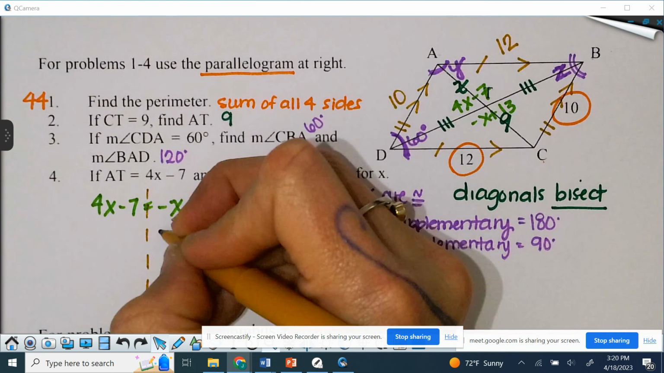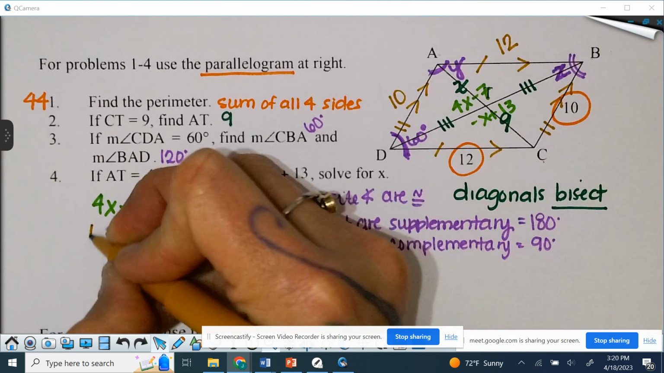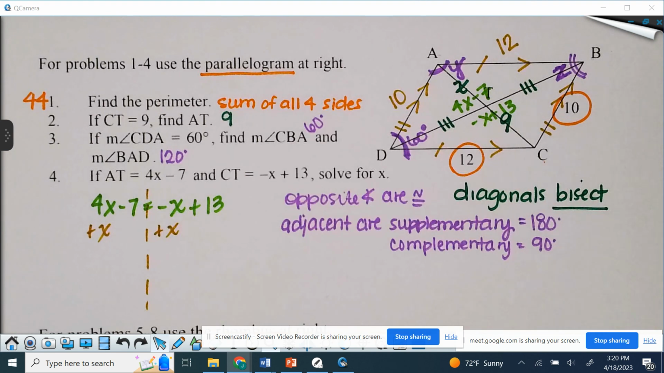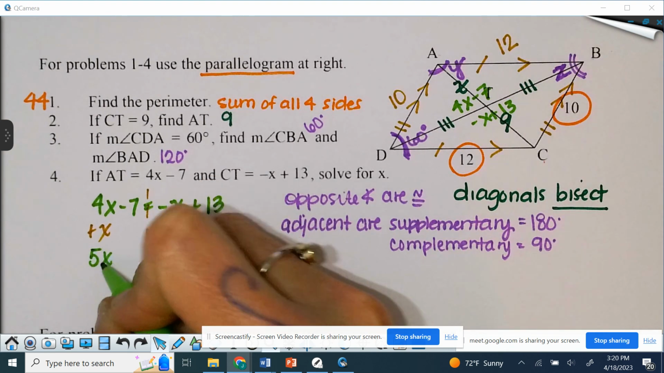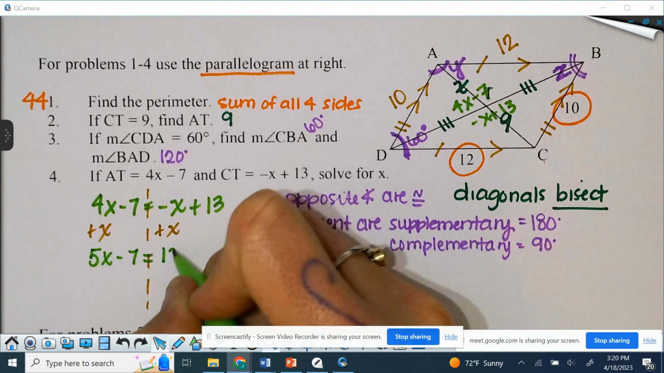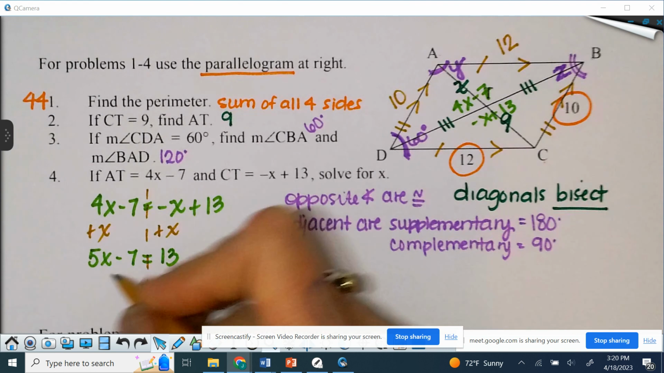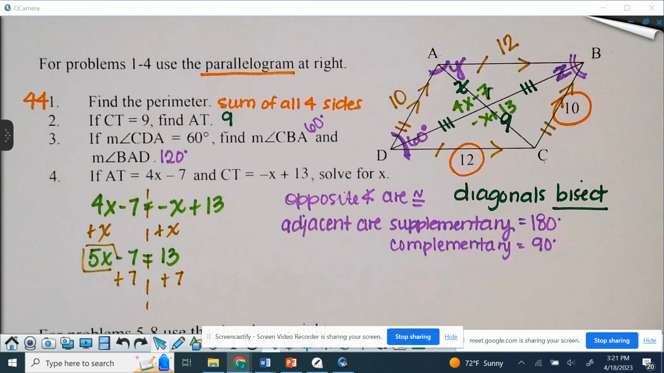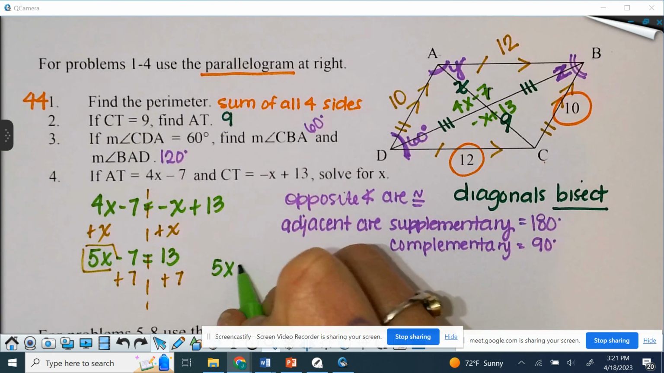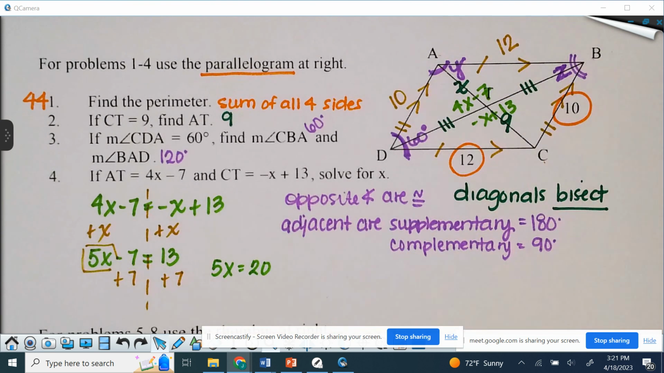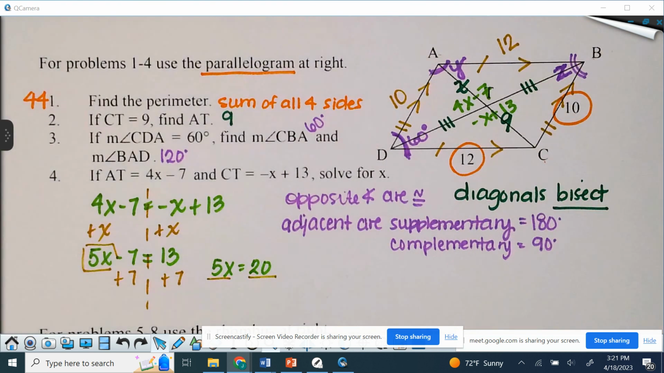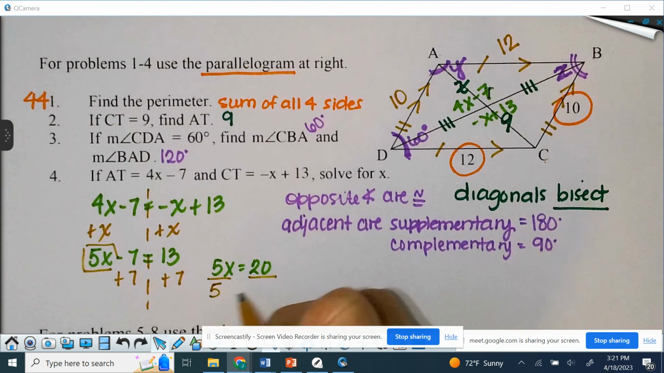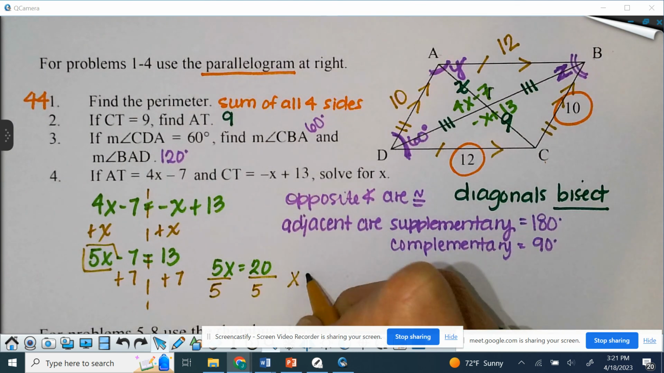I like to work towards a positive x, so I'm working towards the left in this case because that's where the bigger x is. So 5x minus 7 equals 13. We're trying to get x by itself, so we're going to add 7. And that gives me 5x equals 20. That's 5 times x, so the inverse operation of multiplication is division. So we're going to divide by 5, and so x will equal 4.